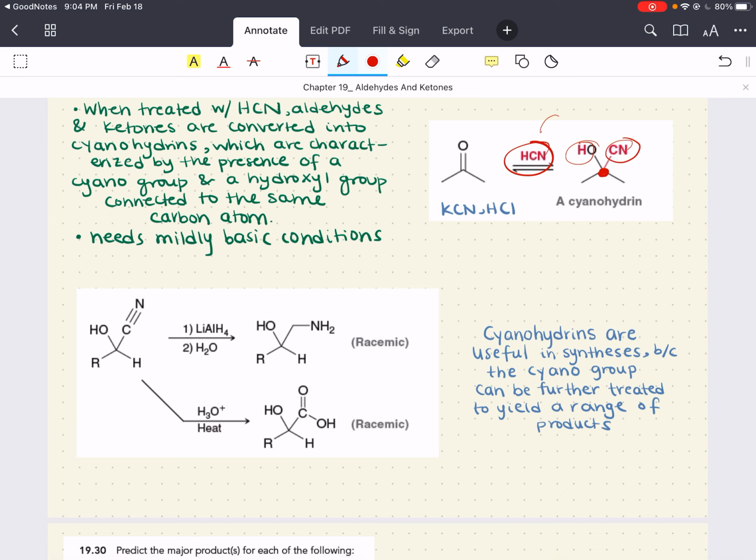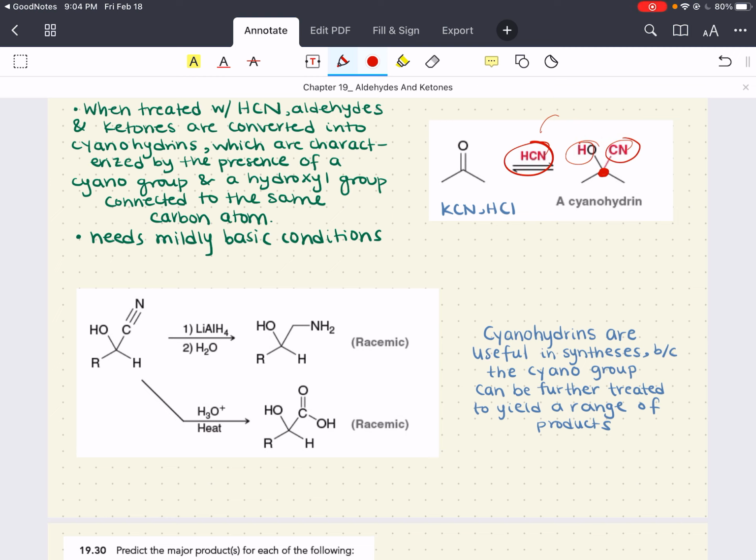But anyways, the point is, when you treat an aldehyde or a ketone with hydrogen cyanide, what you're going to do is form a cyanohydrin. That means that now you have a cyano group and a hydroxyl group connected to the same carbon. These are really useful in synthesis because you can take the cyano group and further treat it to yield some other range of products.